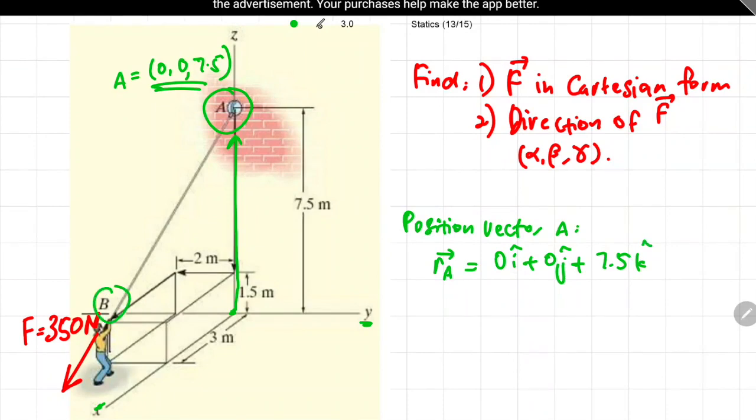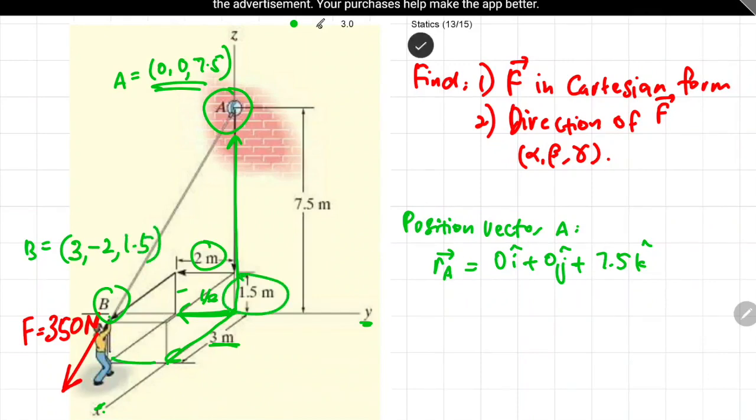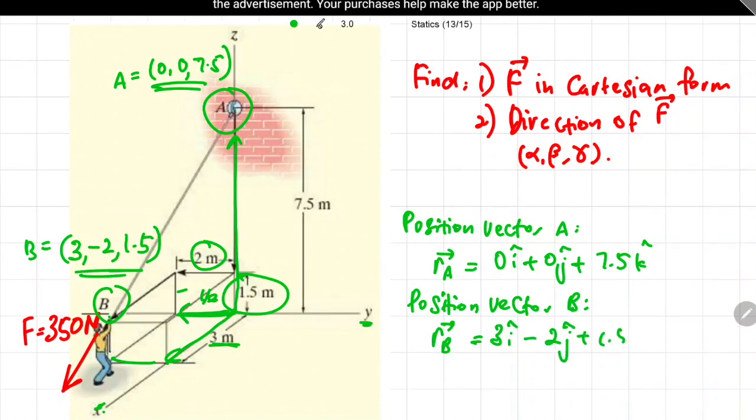Okay, now let us find the coordinate of point B pula. Along the x direction, the distance is 3 meter from origin, so it will be 3 positive. Then along the y direction is 2 meter, but it is directed towards the negative side, kan? So the coordinate becomes negative 2, and the coordinate along the z direction would be 1.5 meter. Accordingly, we can rewrite the coordinate of point B in Cartesian form as 3i minus 2j plus 1.5k.